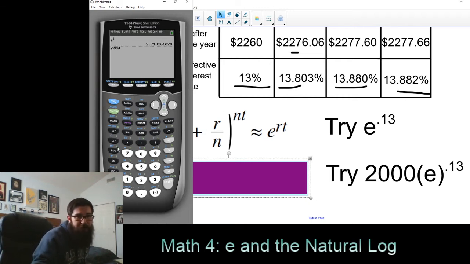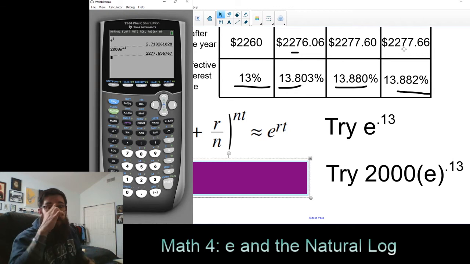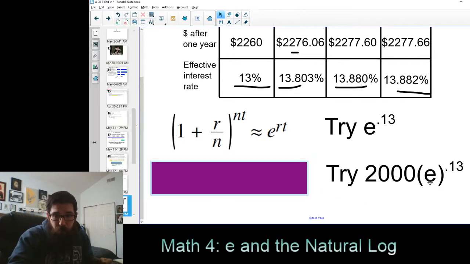I'm going to do 2,000 times e to the, let's try that again. If I raise it to 0.13, what number do we get? 2,277. Well, you might notice it's pretty darn close to this, to a point where that rounding, that last place, that tenths place, your cents is never really going to change, but that's where it's coming from. This is why we like it. This is where it comes from. It's not just made up. It's from some actual patterns here.